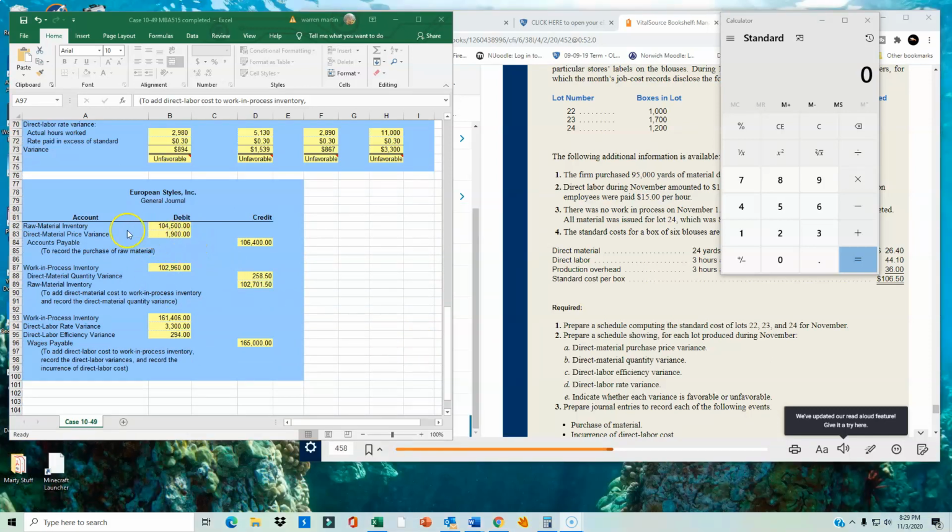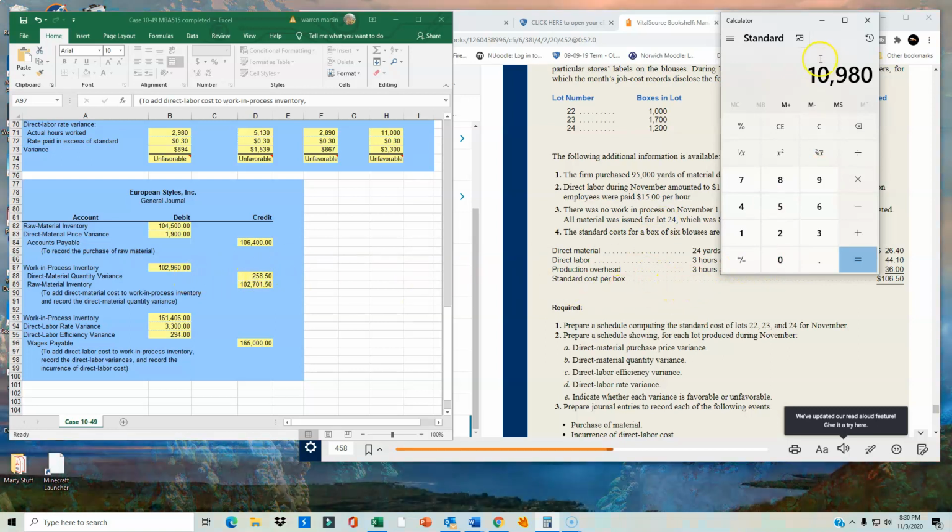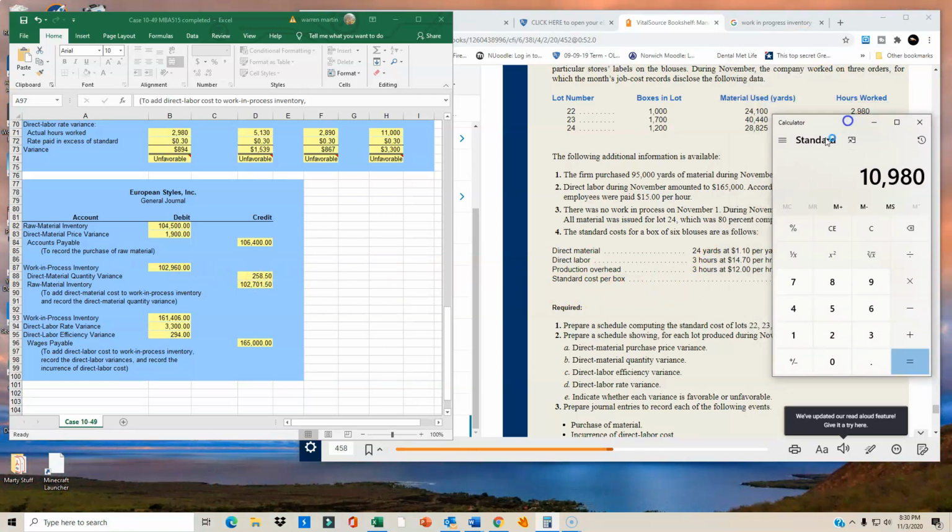So we got that, and that's how we come up with this number. To come up with that number, we're going to do that 10,980 that I showed you. And over here we're talking about the labor, and the labor part is that 1470. Because again, we're talking about the labor variances here. So it's times the 1470. And that gives us the 161,406, the 161,406 down here.